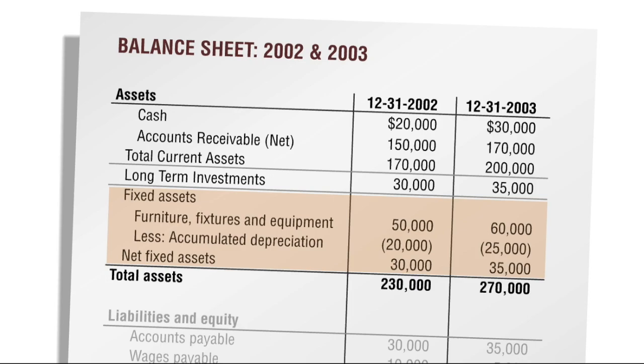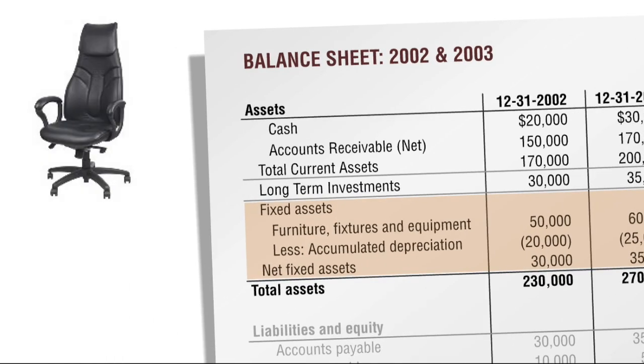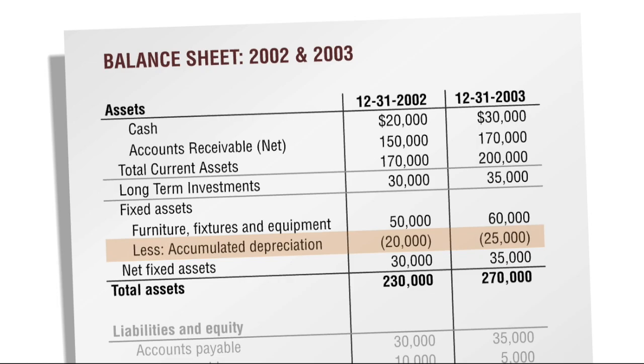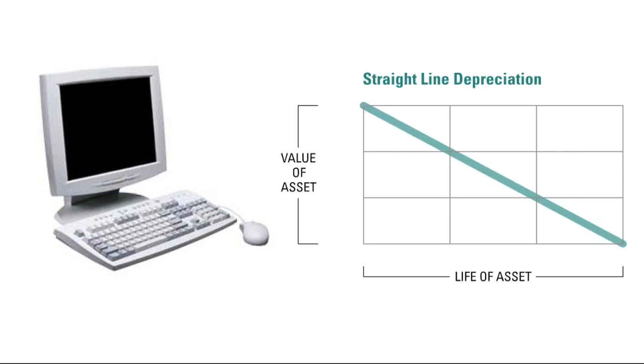Fixed assets include real property and equipment, including office furniture, fixtures and equipment, medical equipment, and other tangible items owned by the practice. If the group is well established, most of these fixed assets will be almost completely depreciated. Depreciation is an accounting method that recognizes the useful life of assets. A common method for calculating depreciation is straight-line depreciation. For example, a computer purchased last year for $1,500 with a useful life of 3 years is depreciated at $500 per year.